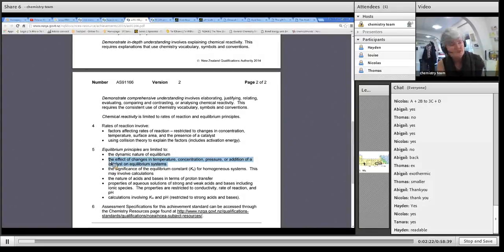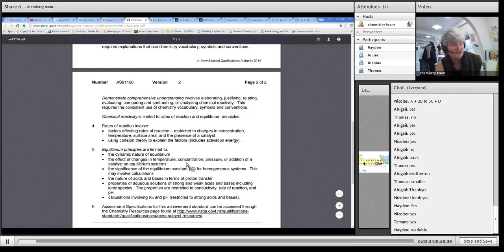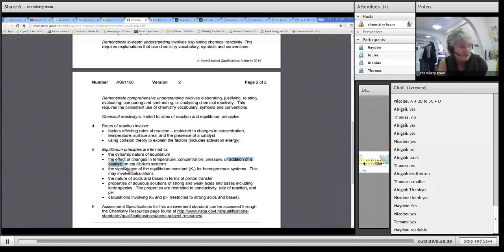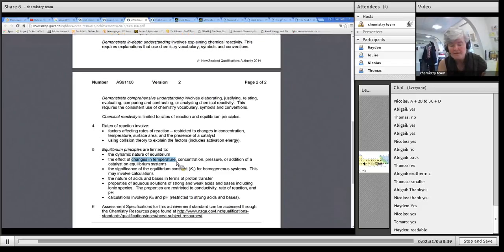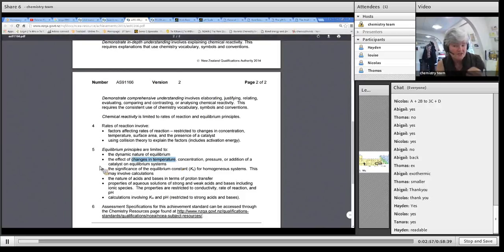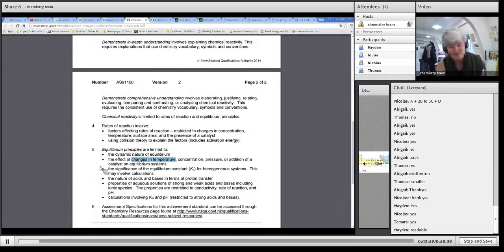So temperature, concentration, pressure will affect an equilibrium. A catalyst will not. So it says here the effect of changes in or addition of a catalyst. So that's the one that's not going to affect your equilibrium. And also remember that temperature also changes the value of the equilibrium constant. So that is also something to remember. So the equilibrium constant is a constant until you change the temperature, and then it changes.